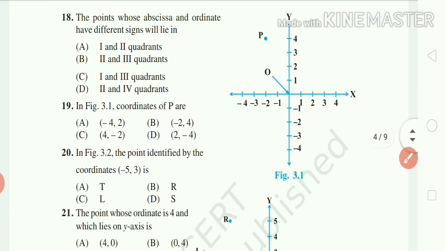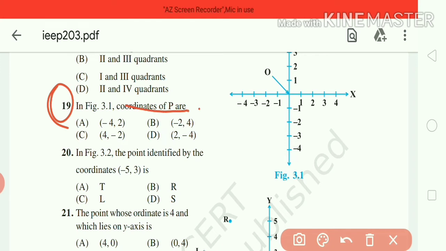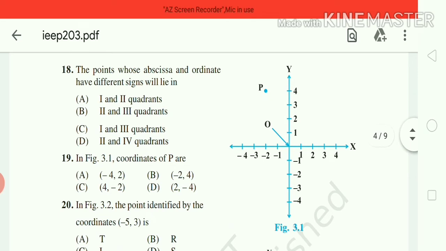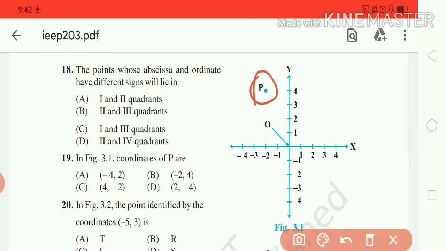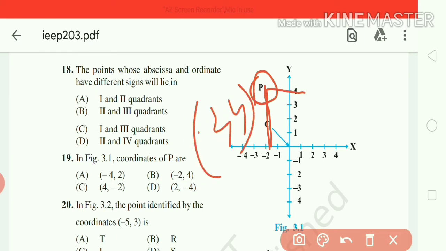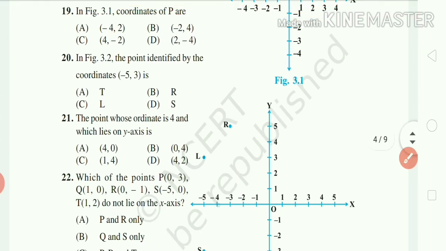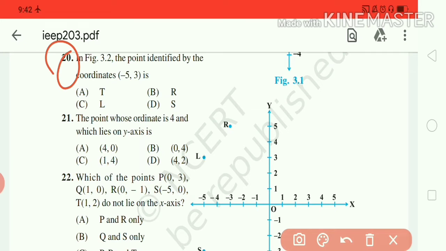Now come to question number 19. In the figure, the coordinates of P are. See, where is P in the figure? Let us check. Here is P. So what is the coordinate of P? Approximately we have -2, 4, right? This is -2 and 4, B option. Clear? Come to question number 20. In figure 3.2, the point identified by the coordinates -5, 3. At x we have -5 and at y we have 3. This is point L, right? C option will be right.